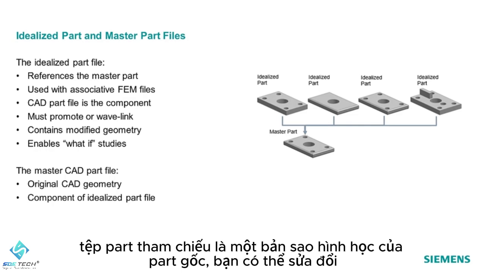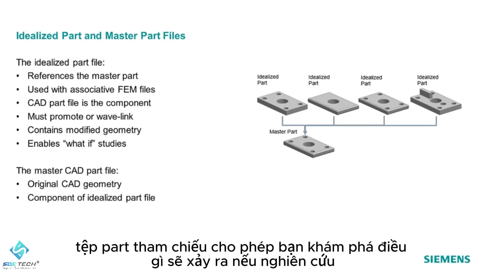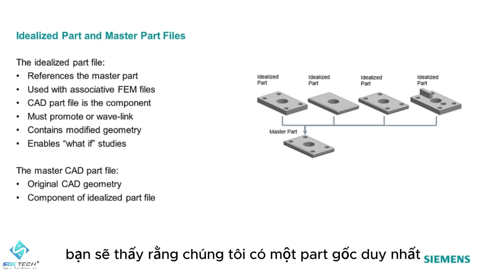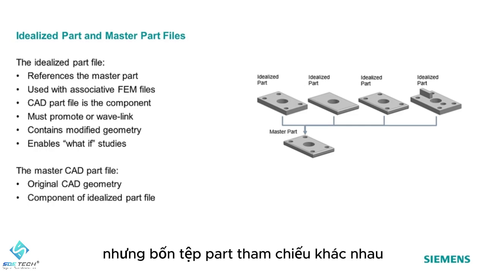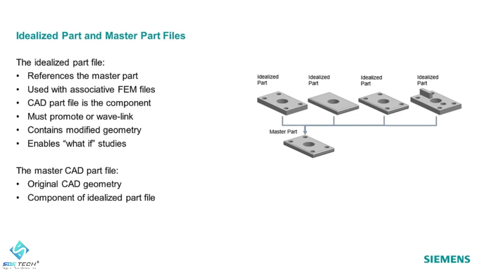The idealized part file has a copy of the geometry that you can modify. The geometry in the master CAD part file does not change. The idealized part file enables you to explore what-if studies based on the same master part. In the diagram on the right, you'll see that we have a single master part, but four different idealized part files where you can explore the various changes to the geometry.